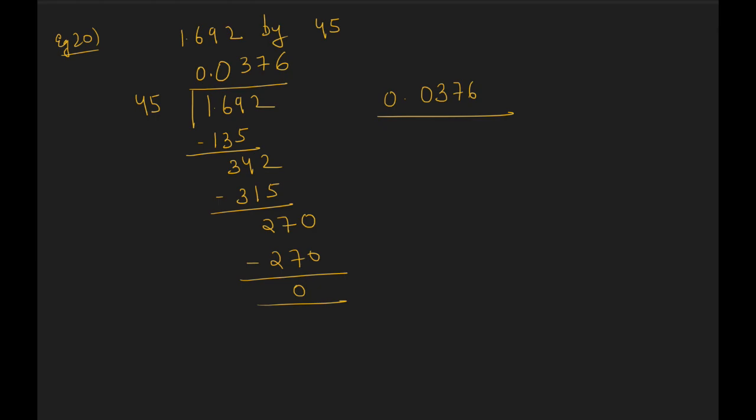0.0376. So here, what did we do first? We put a decimal here to get the two numbers, 16. But 16 was still smaller, so we put one more 0 here and we get 169. 135 we solve. Now here when we get 342 minus 315, we get 27. Now children, 27 is smaller, but still we need to divide because there is still a remainder. So what we do, we put a 0 here. Now we are not putting any zeros here, so we put 0 here and divide by 45. 45 6s is 270. We get the answer.